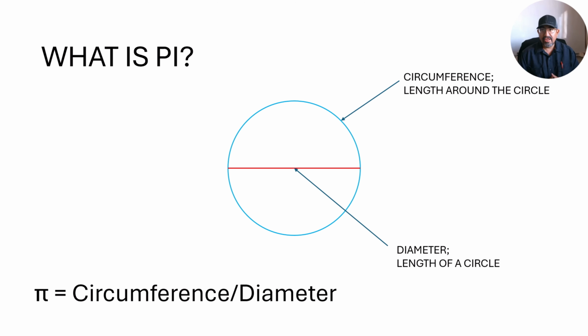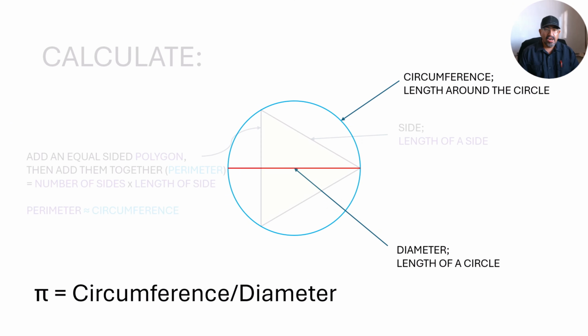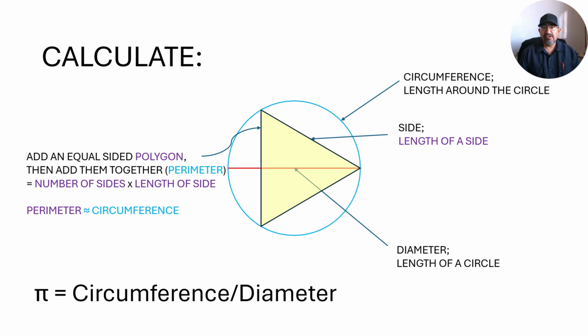So if you were to take the length of the distance around the circle divided by the diameter of the circle, you get an exact number, and it's always the same regardless of how big the circle is. How did they calculate this?